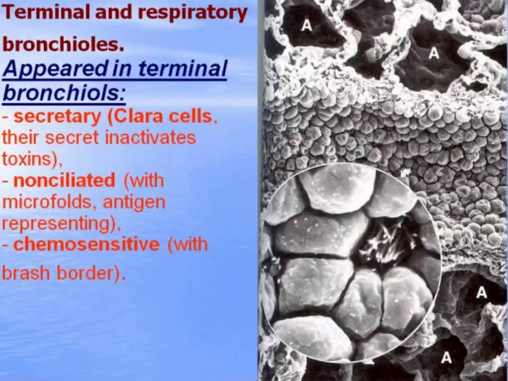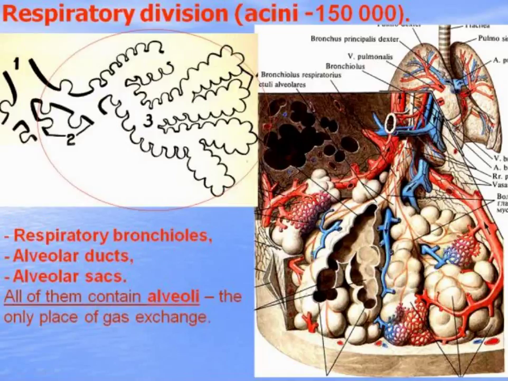A respiratory division consists of 150,000 acini. Acinus is the functional and structural unit of the respiratory division. It consists of respiratory bronchioles, alveolar ducts and sacs. It contains up to 2,000 alveoli where the gas exchange takes place. So every alveolus is surrounded by blood capillaries.